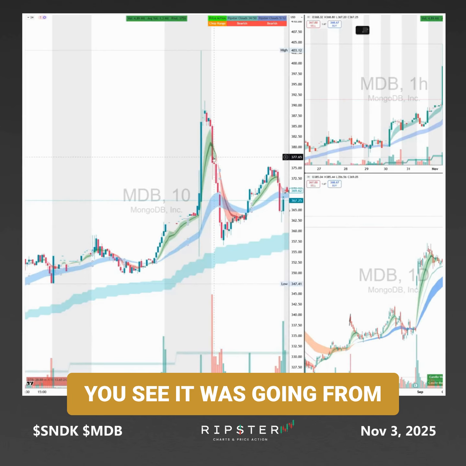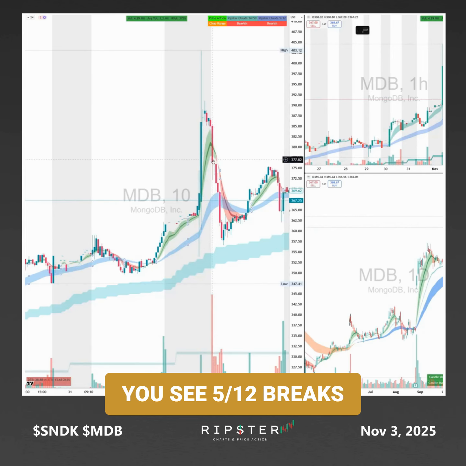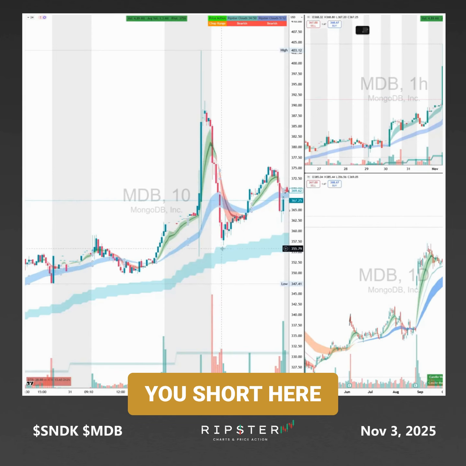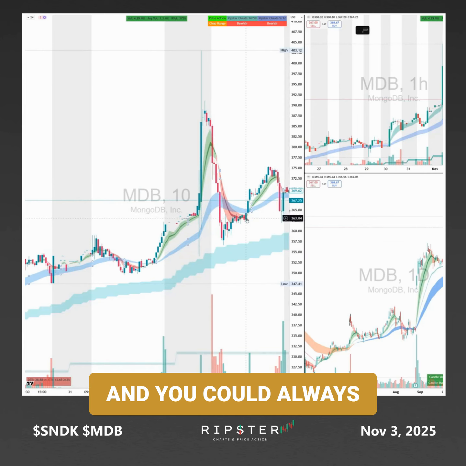And you see it was going from, this is called an air gap. This is also called the MTF magnet. You see 512 breaks, you short here. You hold as long as it gets closer to this 1 hour cloud, and you could close your shorts here, and you could always long it.